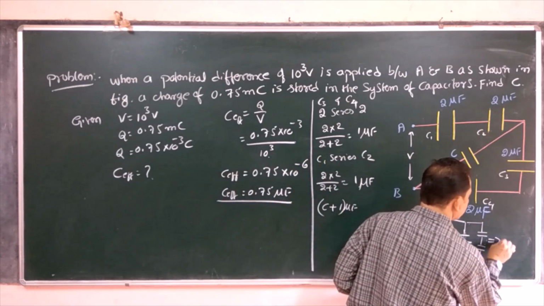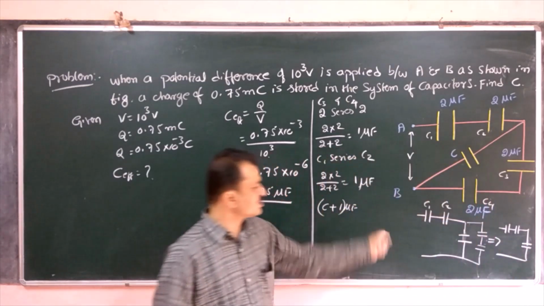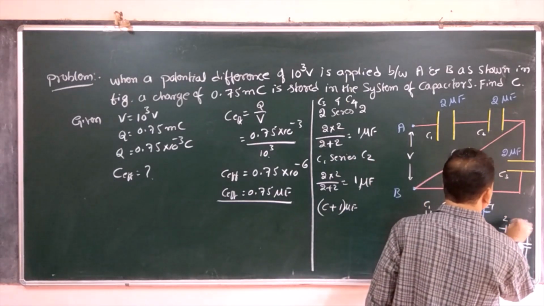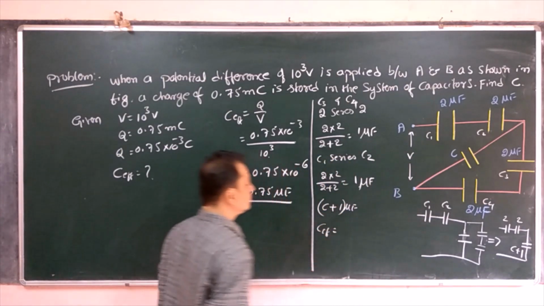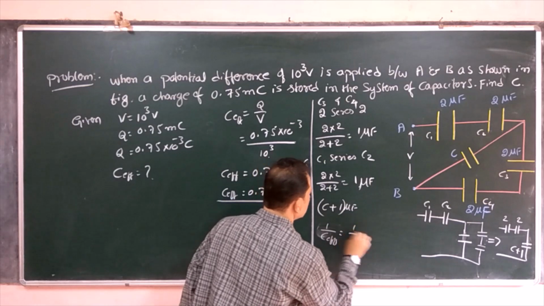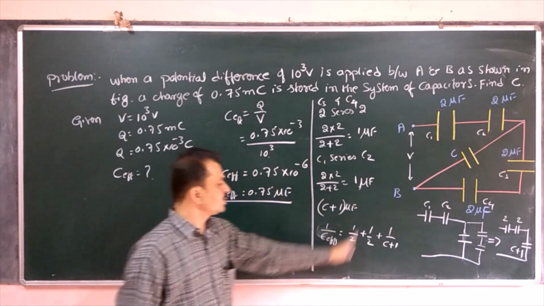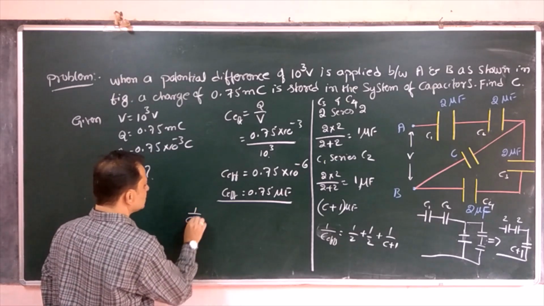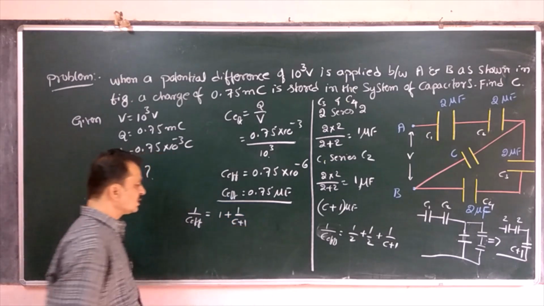The same circuit reduces simply. I remove these two and put the effective C plus 1 here, and these are 2 and 2. Okay, therefore the final effective capacitance C effective is given by, since they are in series, 1 upon C effective is equal to 1 by 2 plus 1 by 2 plus 1 upon C plus 1. 1 by 2 plus 1 by 2 is 1. So 1 upon C effective is equal to 1 plus 1 by C plus 1.